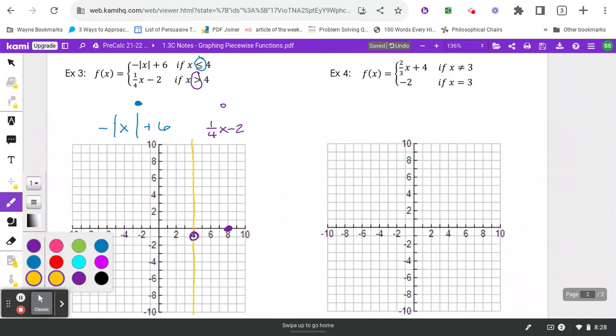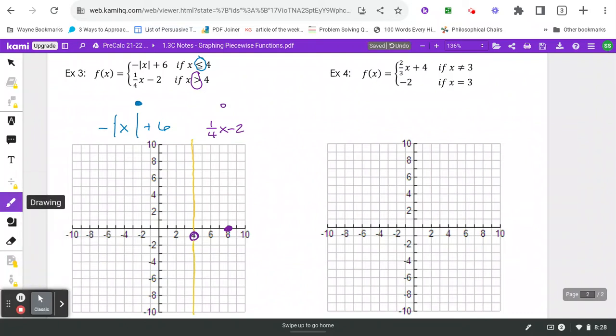Draw back in that boundary line that it erased. And then we just have that little short line.